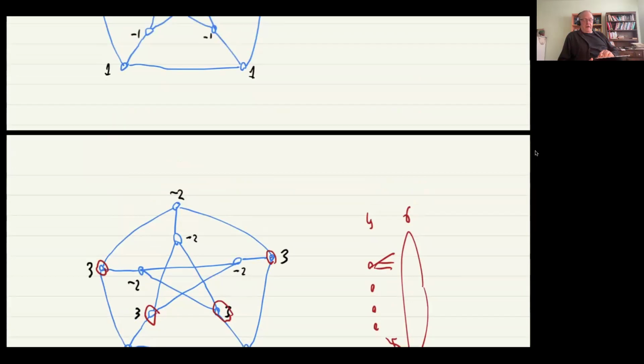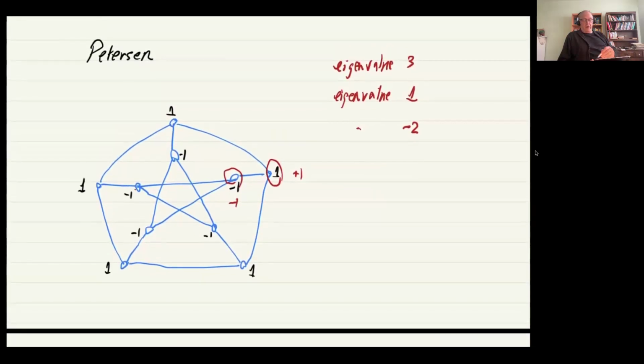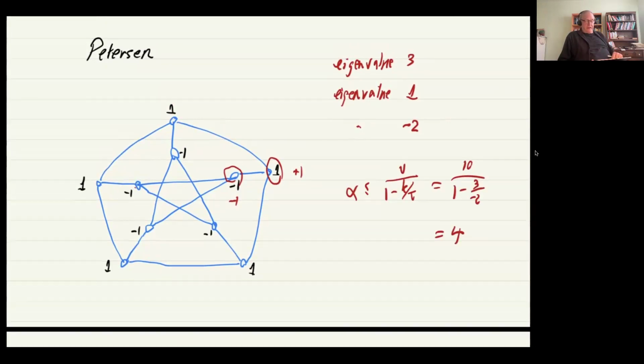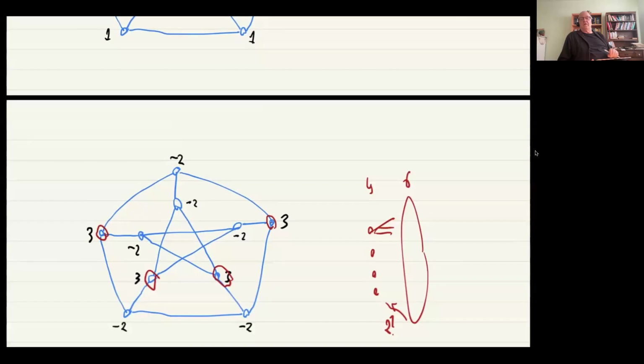So we've got the eigenvalues 3, 1, and -2. Now, 3 is definitely the largest, and as it turns out, -2 is the smallest. And so the eigenvalue bound is alpha bounded by v over 1 minus k on tau, which is 10 over 1 minus 3 on -2, and that's equal to 4. So if this is the least eigenvalue, then the eigenvalue bound is 4. And that's exactly what we see. There's a coclique of size 4.